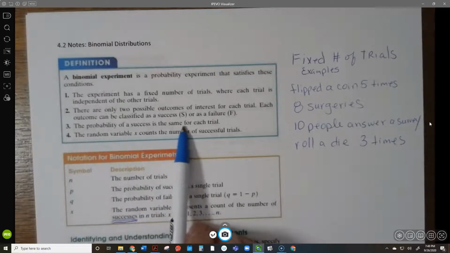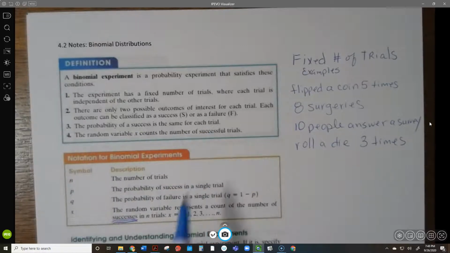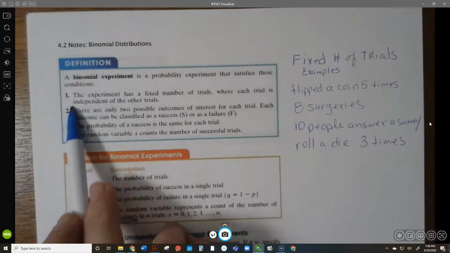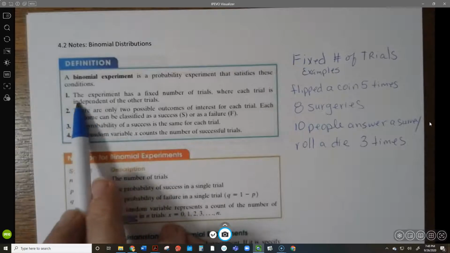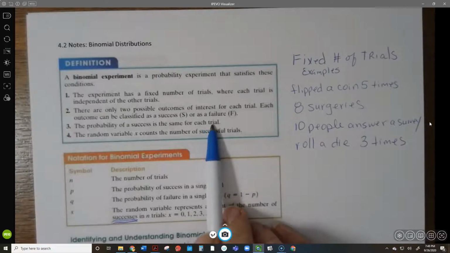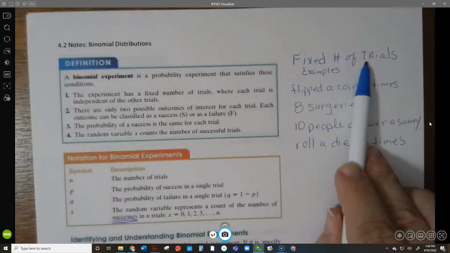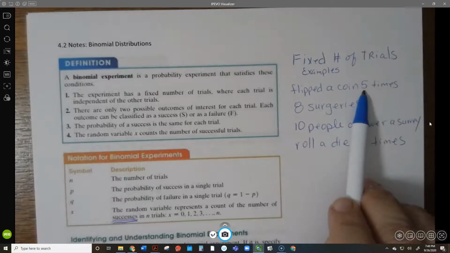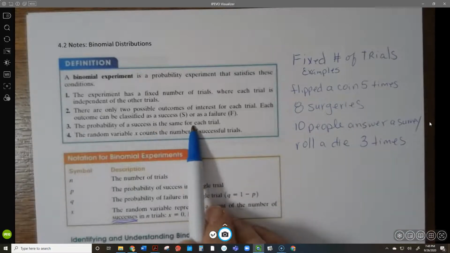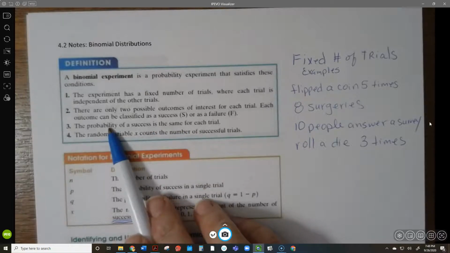The probability of success is the same for each trial. That's what they're talking about right here, where they said each trial is independent. They have to be independent to make sure the probability stays the same. If flipping the coin the second time, the outcome was affected by what I did the first time, then we wouldn't have the same probability of success each time.